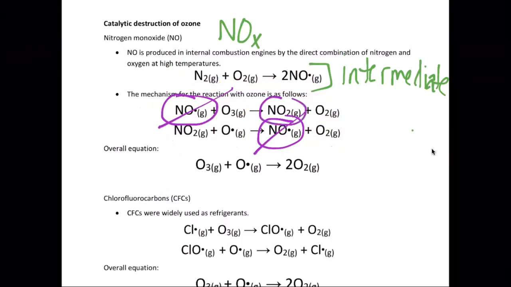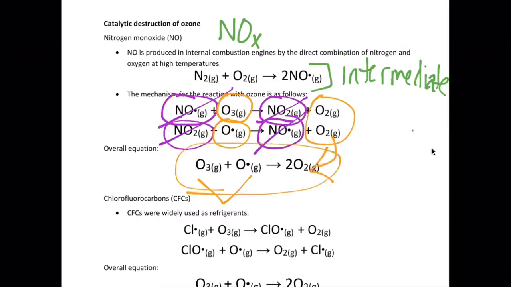I made NO2 and then I used NO2. So NO2 is also an intermediate. It was made and then it was used up. So if I look at what's left, I have ozone and an oxygen radical on the reactant side, and I have 2 molecules of oxygen on the product side. So this is the overall reaction that's happening, but it doesn't take place if there's none of that nitrogen available.